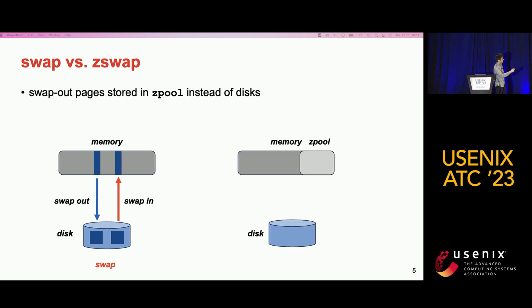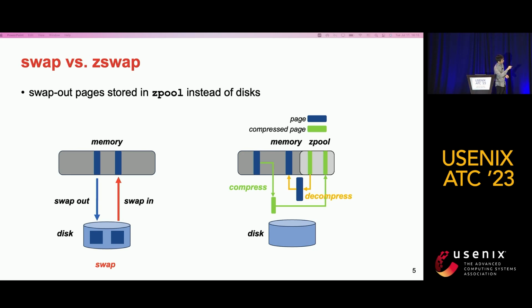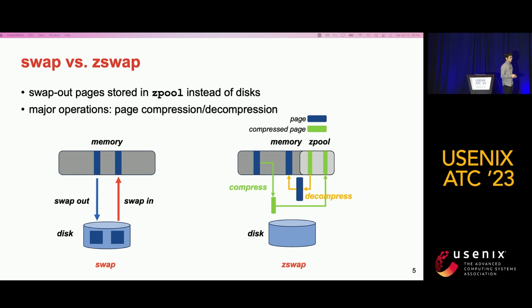Differently, zswap will preserve a cache in memory called zpool here. When you have a swap-out page, first zswap will compress this page, and then it stores the compressed page into this zpool. Similarly, if you have a swap-in, the compressed page will get decompressed first, and then you write the full page right back into memory. Here we can see the two major operations involved in zswap are page compression and page decompression. And if you compare the two plots on the left and on the right, you can see that there's no disk I/O involved anymore in zswap.